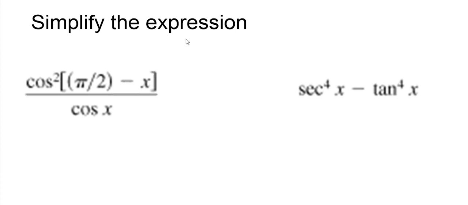So we want to simplify trig expressions using these fundamental trig identities. In order to do this, what we have is cosine squared of pi over 2 minus x. When you have this one right here, there's one fundamental trig identity we want to use: we notice that we have a co-function identity. This is a co-function identity.